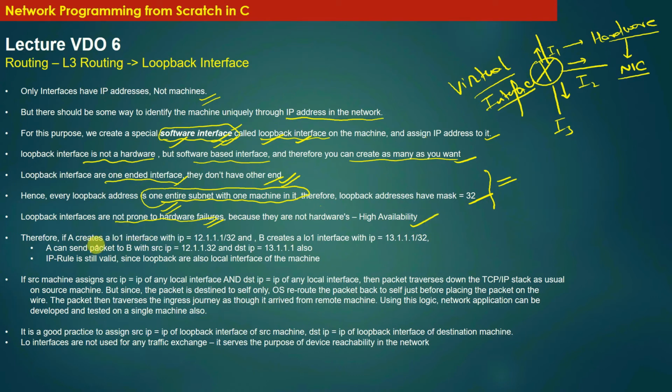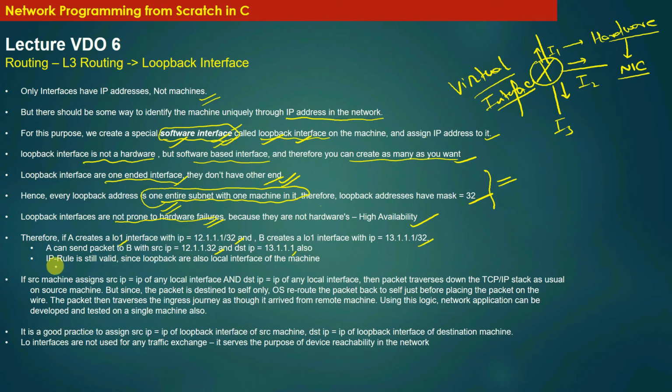Now, if router A creates a loopback interface, say LO1, with IP address 12.1.1.1/32, and B creates a loopback interface with IP address 13.1.1.1/32, A can send a packet to B with source IP address 12.1.1.1/32 and destination IP address 13.1.1.1.